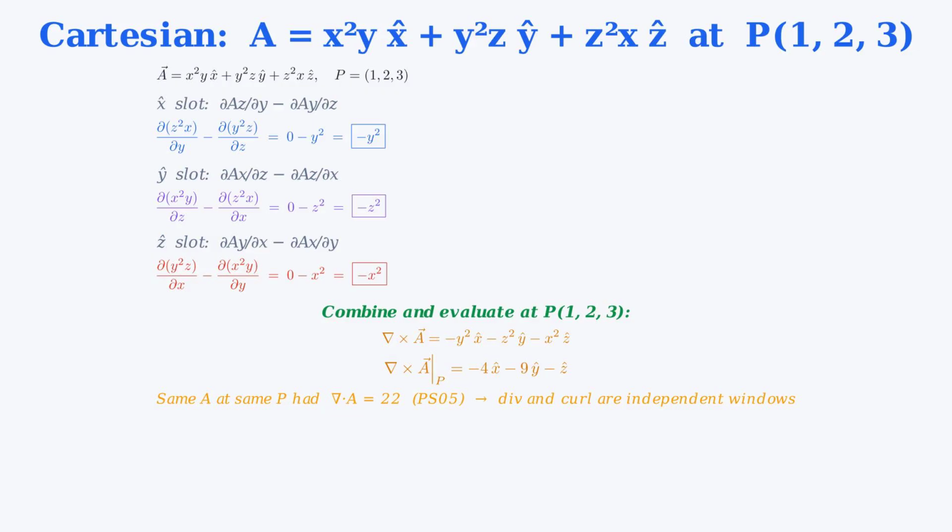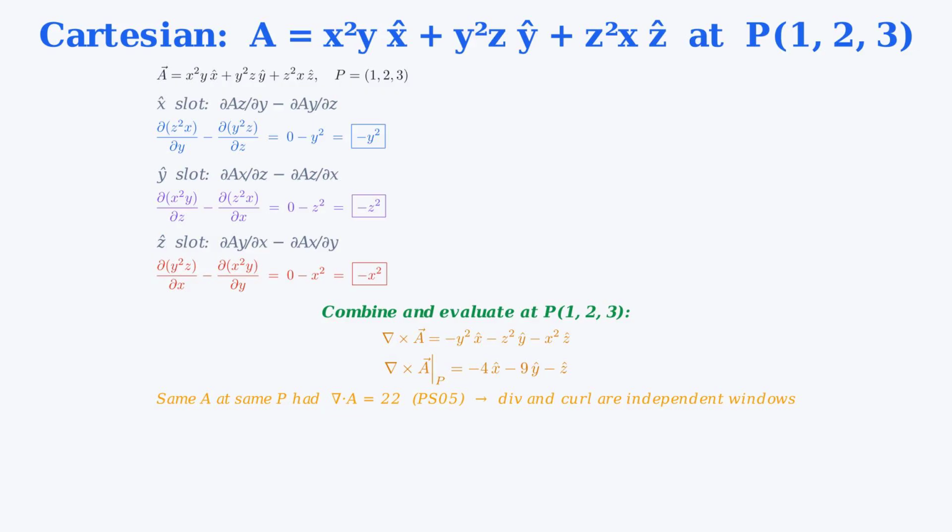Curl A equals minus y squared x hat minus z squared y hat minus x squared z hat. Evaluate at P, where x equals 1, y equals 2, z equals 3: minus 4x hat minus 9y hat minus 1z hat. And here is the message.